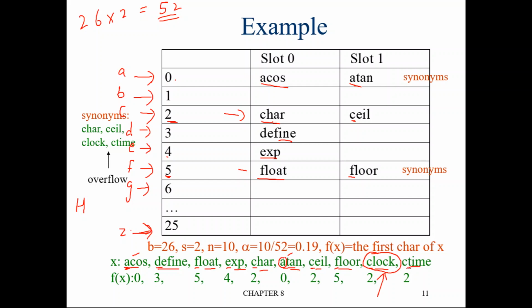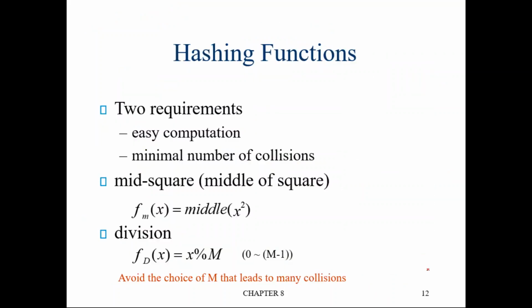Next is C time. Again, C time should map to this location, but it is already full. There is an overflow, so we are unable to map this C time also, right? Okay, fine. So now, what are the various ways of defining these hash functions?